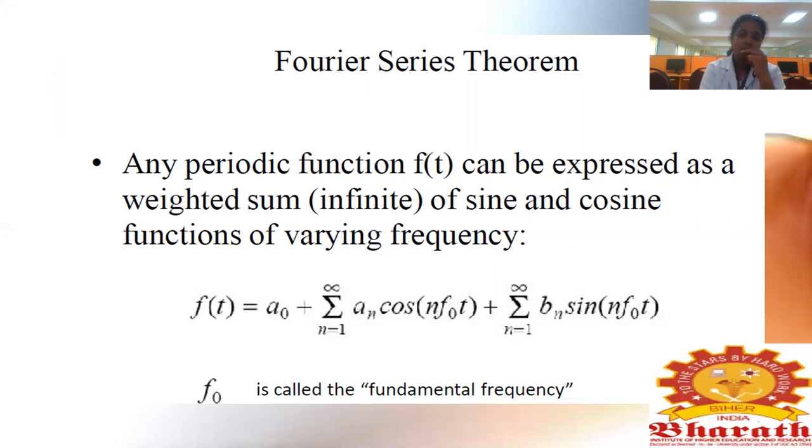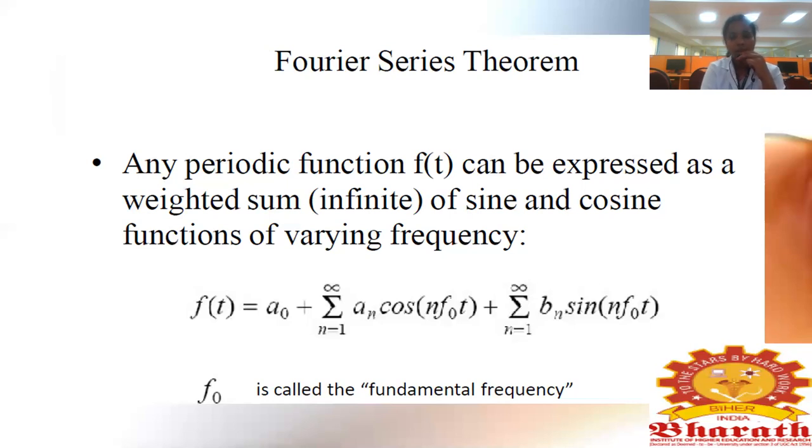So what I'm going to do, f of t is equal to a naught plus sigma n equals 1 to infinity an cos n f naught t plus sigma n equals 1 to infinity bn sin n f naught t. So this equation represents the Fourier series theorem. And here a naught is going to be a constant in the first term. Now let us consider the second term that you have, sigma n equals 1 to infinity an cos n f naught t. And here we'll see term by term.